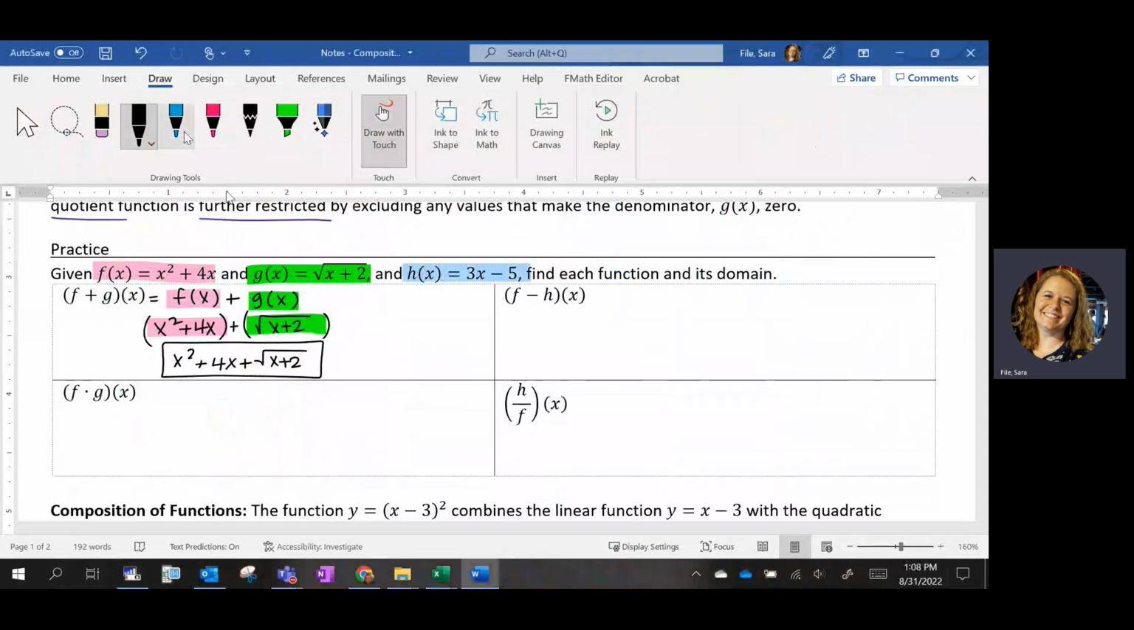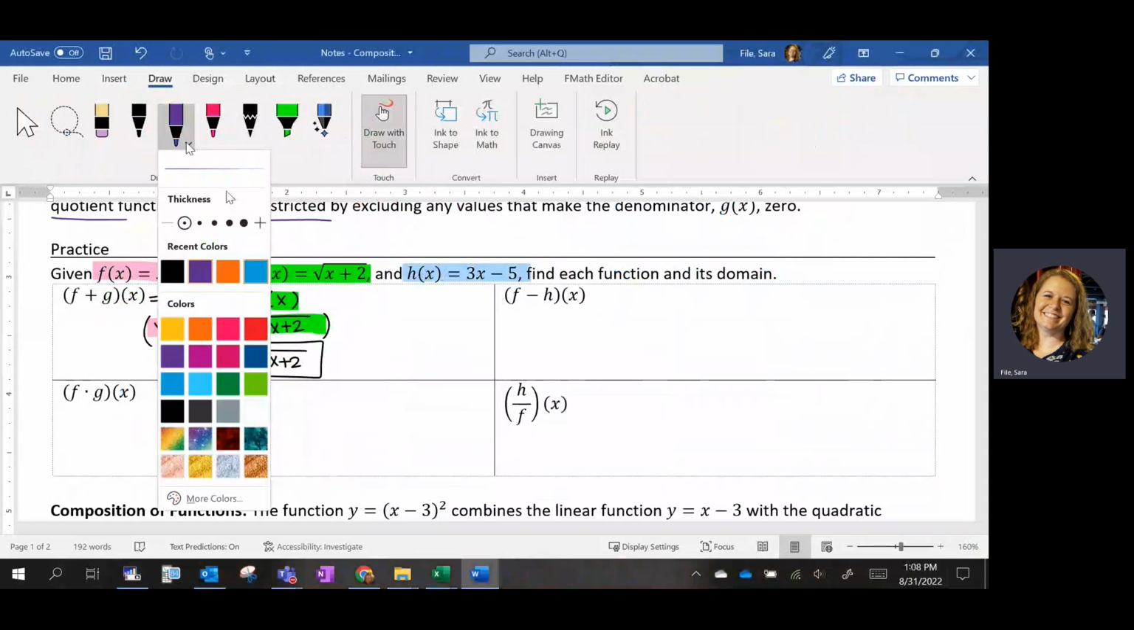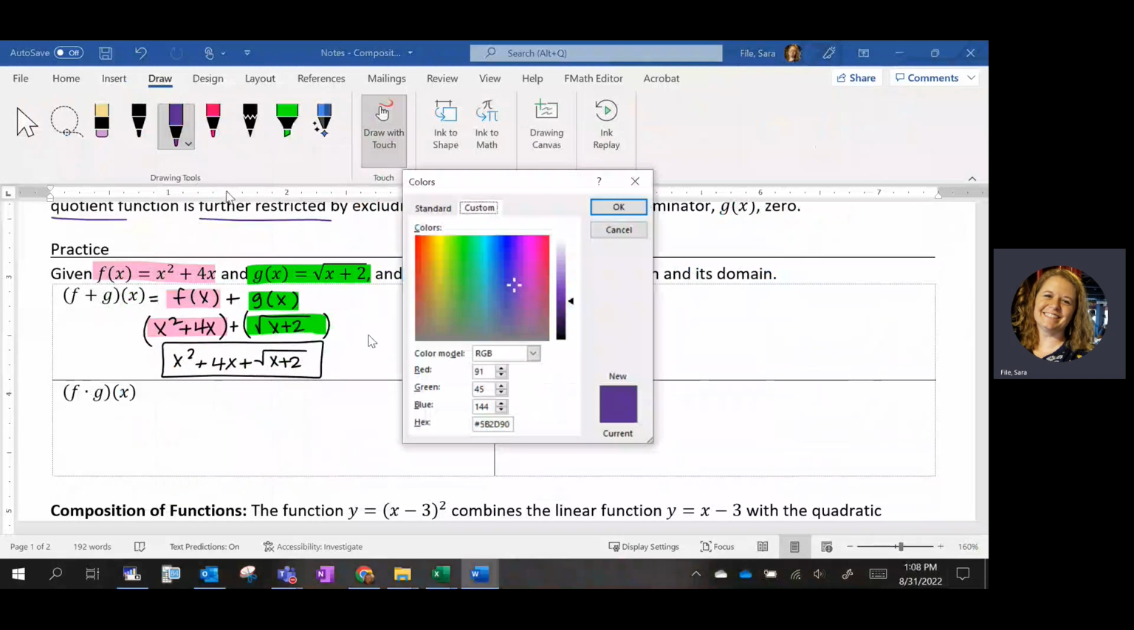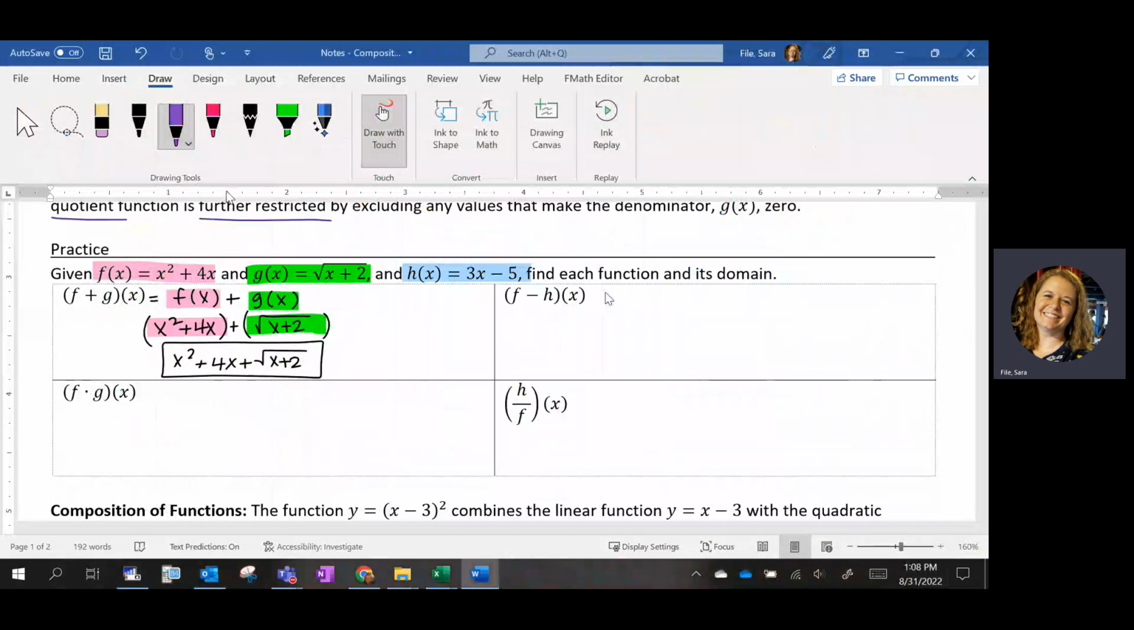But the second part of this asks us to find each function and its domain. So looking at the combined function, its domain will consist of the overlapping domains of f and g. So let's go back and look at these original functions and list their domains, because we're going to use those for all four of these.